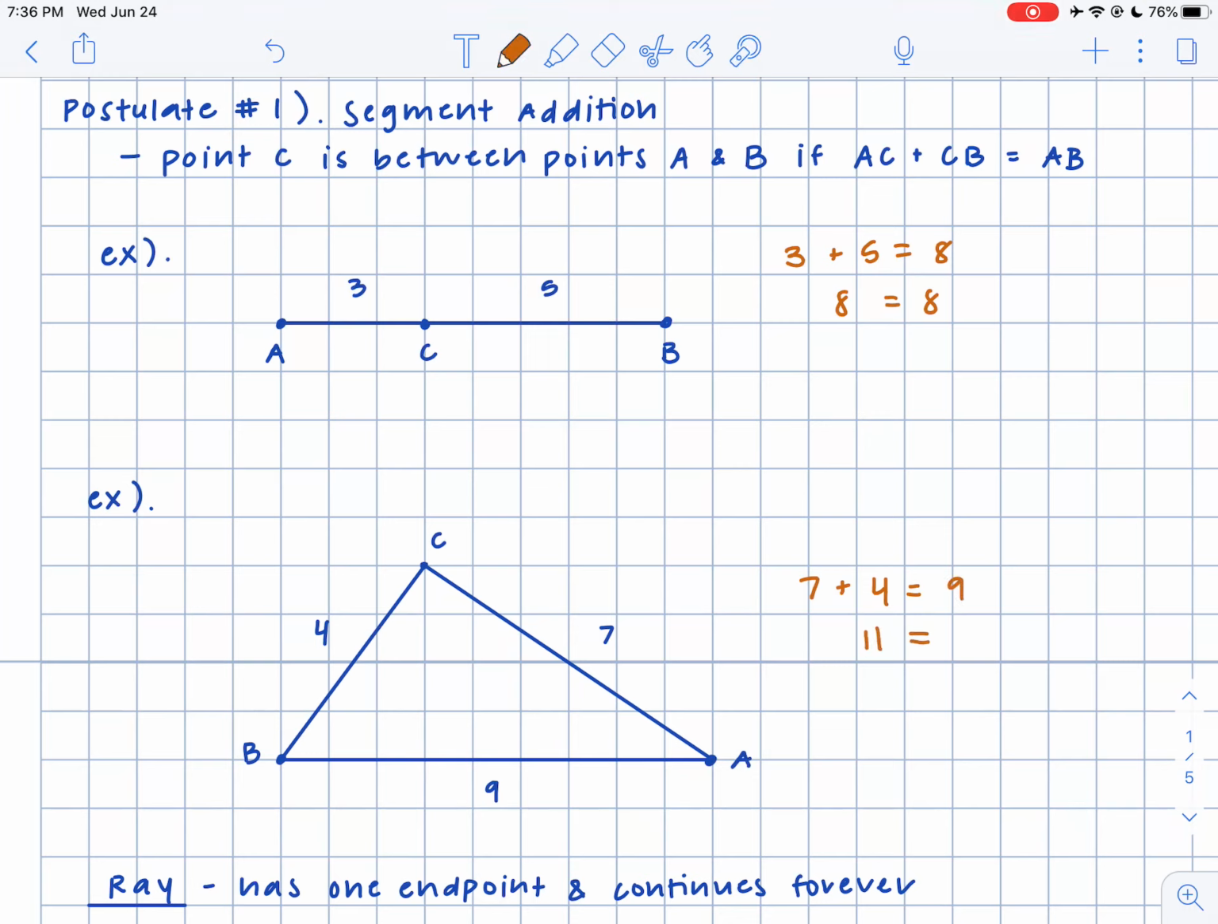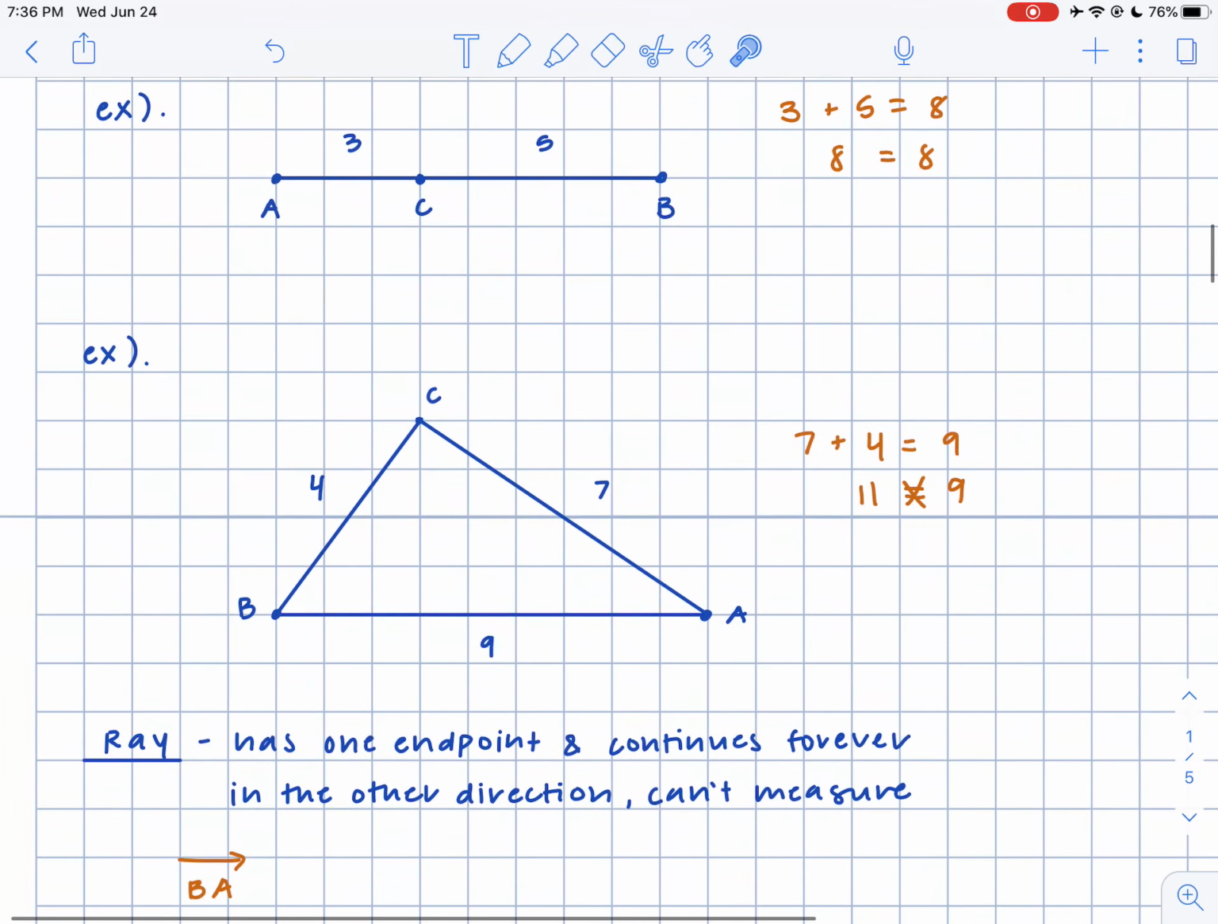We can see that it is not equal to each other, so that means point C is not between points A and B. And you can see it clearly here. It's all the way up here. It's not actually in between the points.